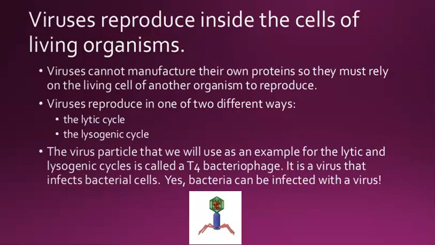Viruses reproduce in one of 2 different ways. A virus can reproduce by going through what we call the lytic cycle or the lysogenic cycle. The virus particle that we're going to use as an example for the lytic and lysogenic cycles is called a T4 bacteriophage. It's a virus that infects bacterial cells. So yes, bacterial cells can actually be infected with a virus.